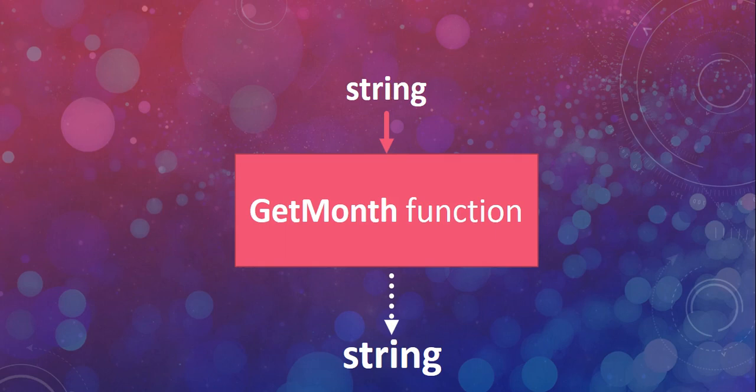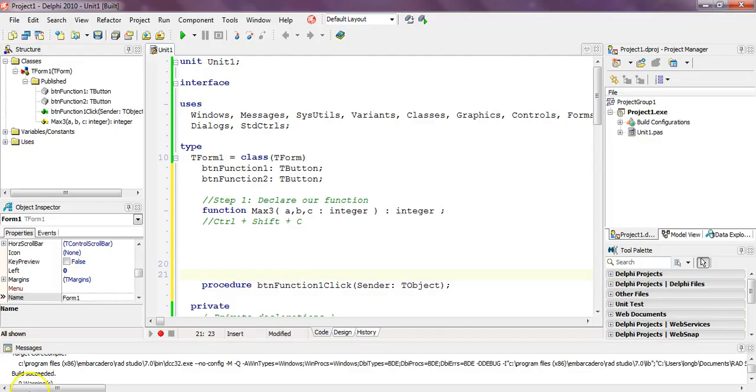Okay, so that's how we want our function to work. So let's get to the actual code. If you remember from our previous video, we created a max3 function. This was an integer function because it returned an integer. We are now creating a string function because it's going to return a string.